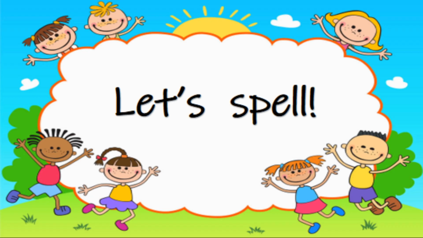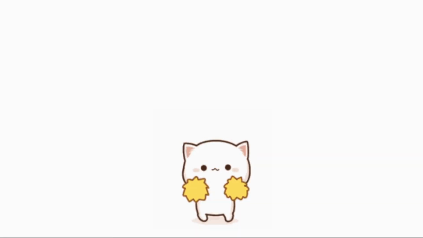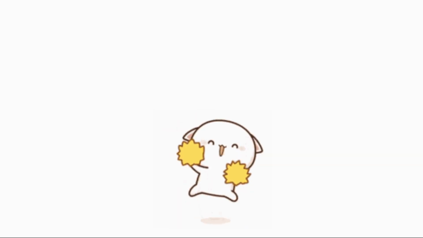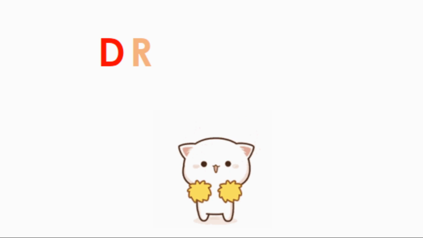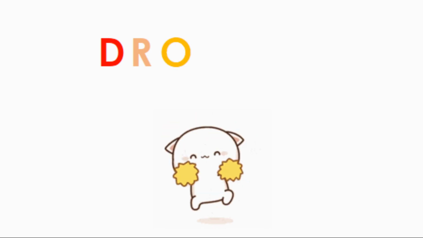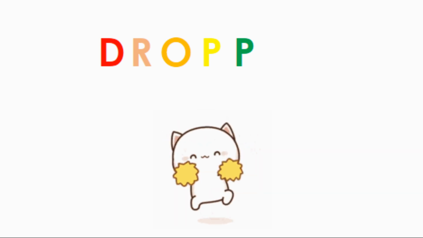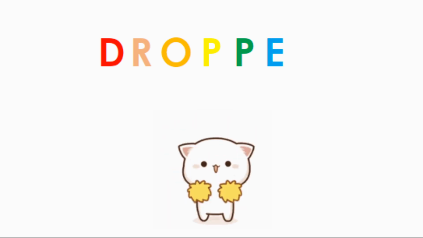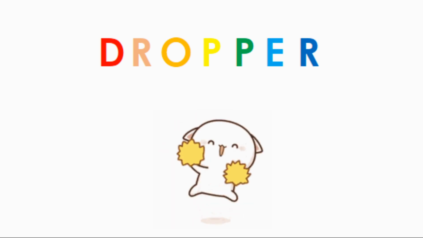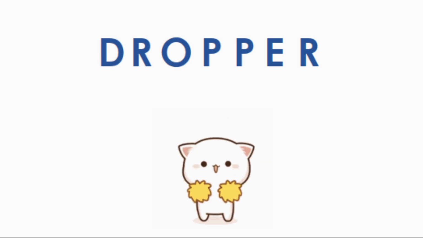Now we are going to do the spelling drill. Let's start with the first word. Let's spell dropper. D R O P E R. Dropper.